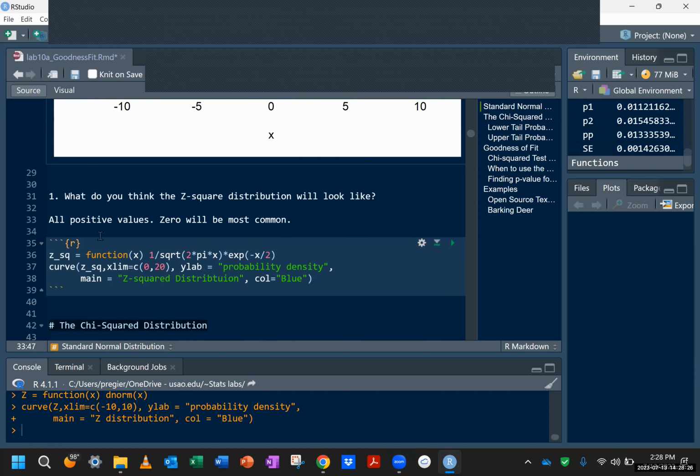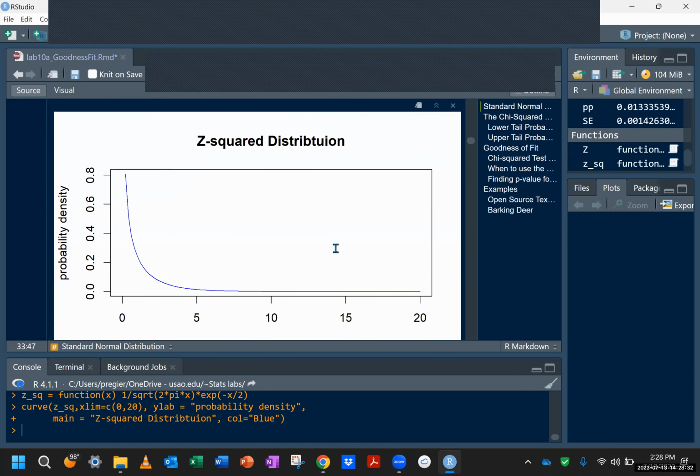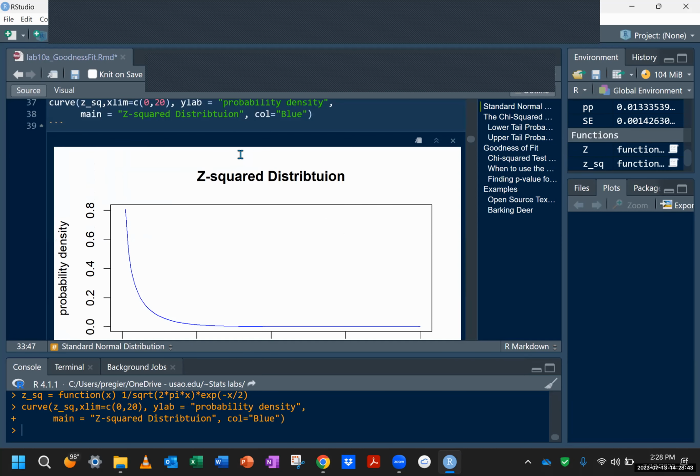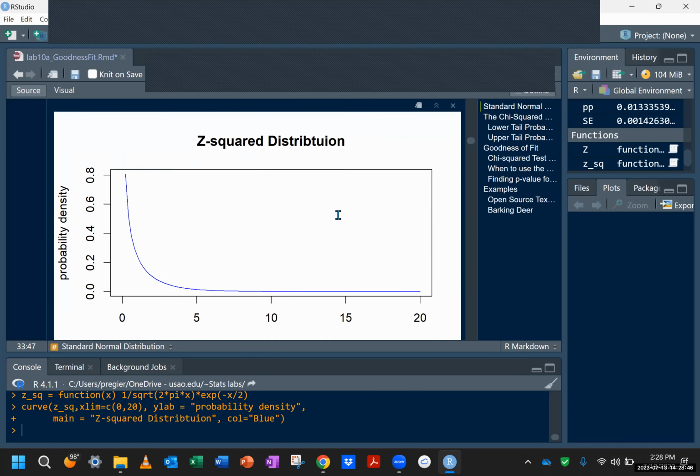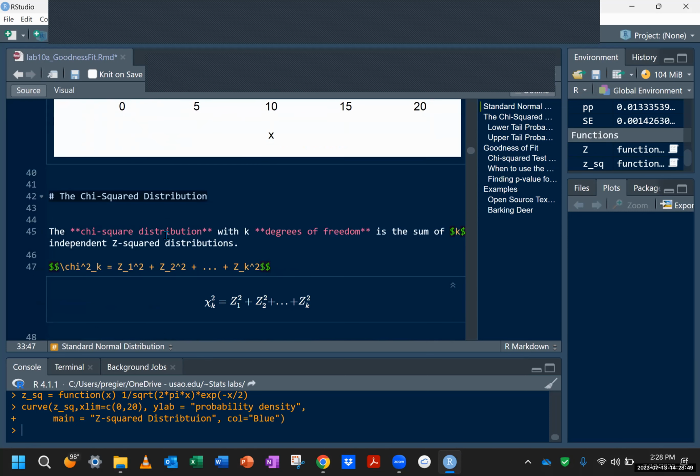Now here's a bit of code that will plot the z-squared distribution if we take that value and square it. Sure enough, it looks like this. There's our z-squared distribution. So that's a new distribution. Not that we're going to use this distribution per se. What we're going to do is add up z-squared values to get what's called a chi-squared distribution. The chi-squared distribution has only one parameter, k. Whatever number my k is, I'm going to add up that many z squared. That's what we call the chi-squared distribution.